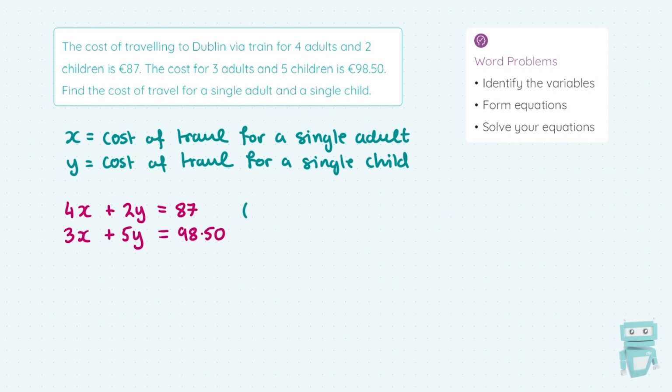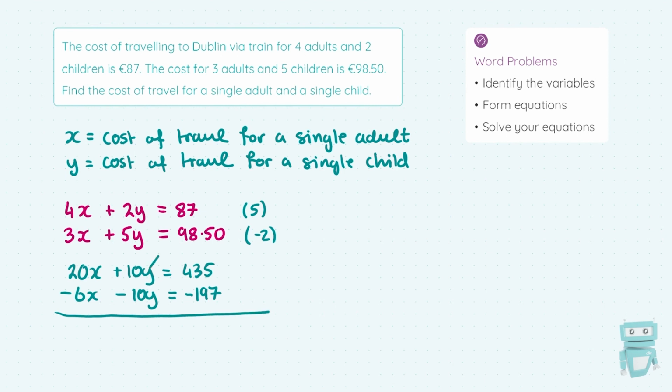So to turn the top equation into a 10y, I'd have to multiply it all by 5 because 2y by 5 would give me the 10y. But then if I have a positive 10y on the top, I want a negative 10y on the bottom. So in order to turn 5y into negative 10y, I'd have to multiply the whole equation by minus 2. So let's go ahead and multiply our equations. Taking our time to multiply our equations, we get this. Next, what I'm going to do is draw a line under them, add the equations together so the y's eliminate.